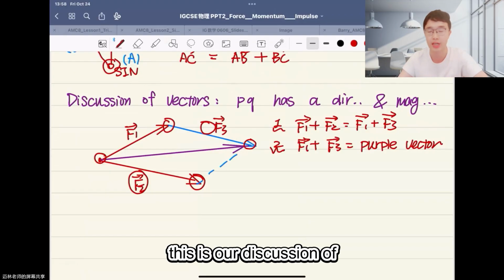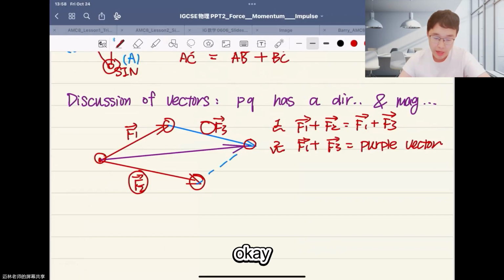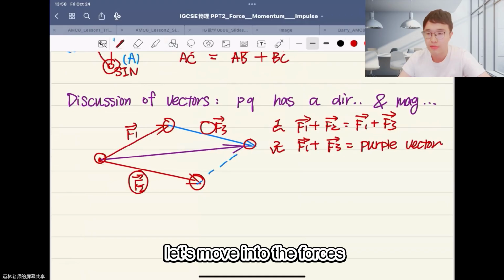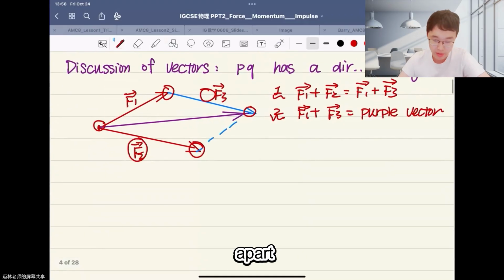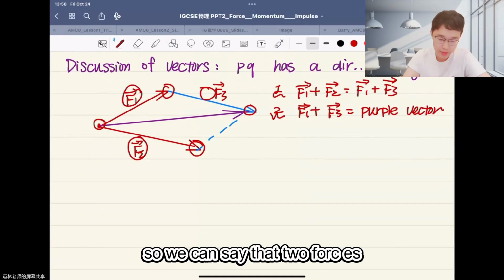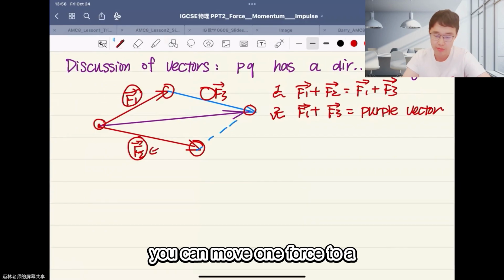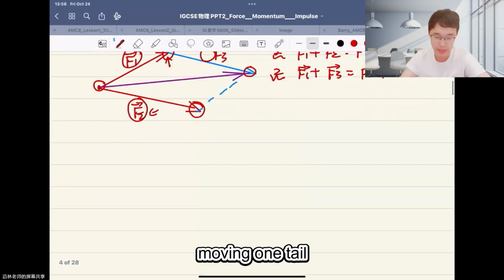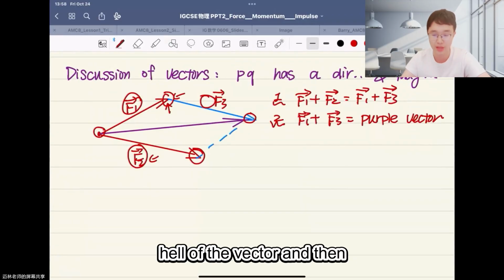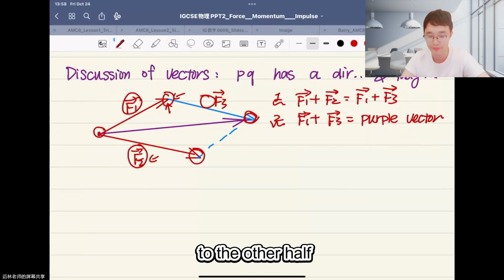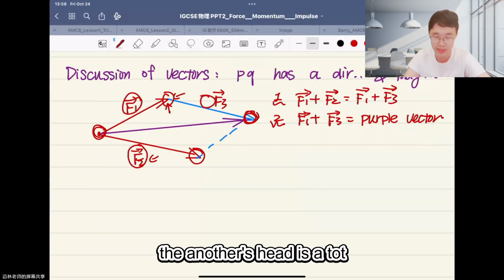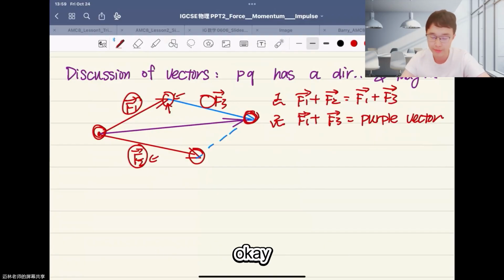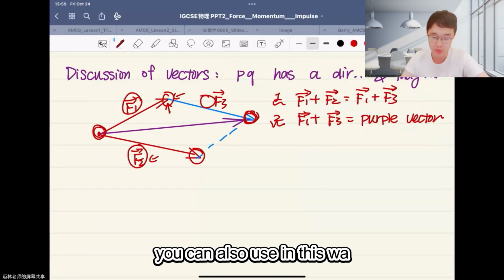This is our discussion of the vectors. After this, let's move to the forces part, okay? If you want to add two forces together, you can move one force's tail to the head of the other vector, and then to the other head. So from one tail to the other's head is the total vector, okay? Also for two vectors or three vectors, you can use this way to do so.